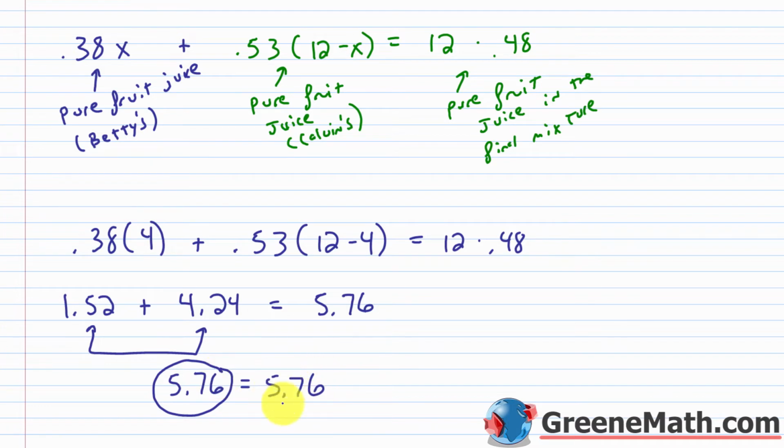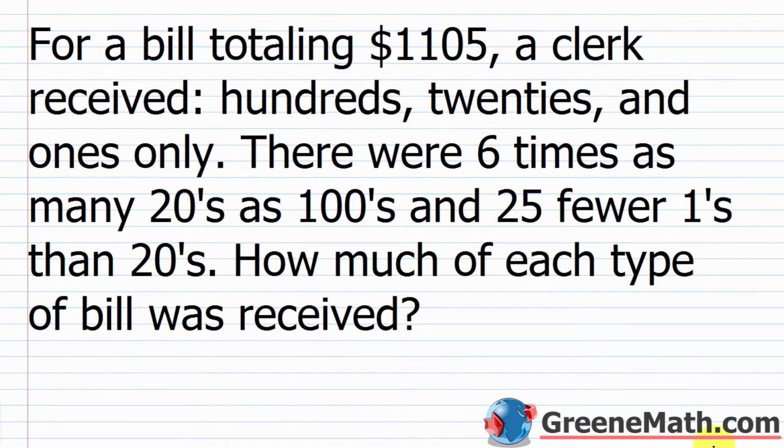Because in my final mixture here, I've got 12 gallons total. That's 48% pure fruit juice. So it's 5.76 gallons of pure fruit juice in the final mixture. So because these two sides are equal here, we know we found the correct answer. Again, we're going to use 4 gallons of Betty's fruit juice along with 8 gallons of Calvin's fruit juice. All right, let's take a look at the next one.